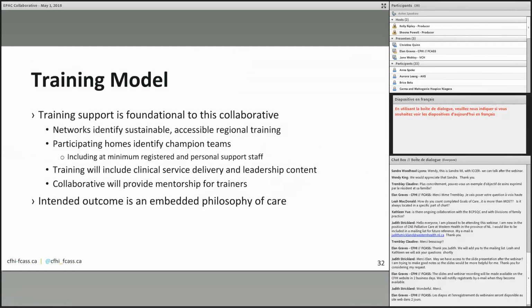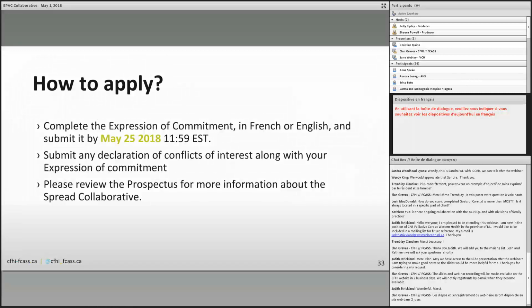This next slide just underscores that the training model is foundational to this collaborative and that regional and home level training leadership that is sustainable is so important in terms of achieving that intended outcome of embedding what is a philosophy of care.